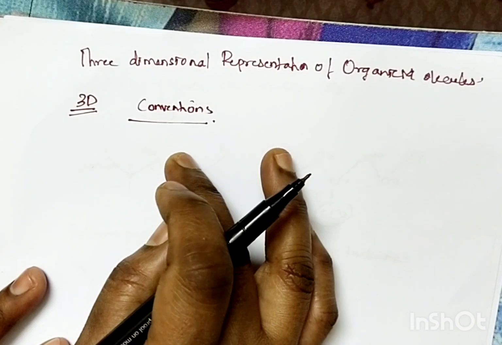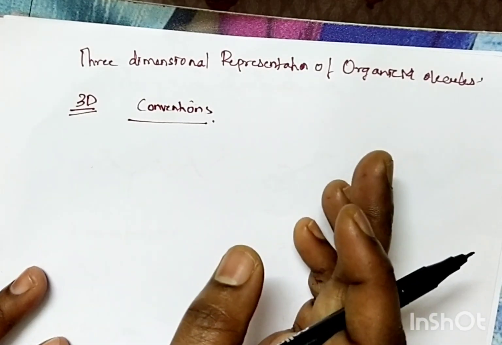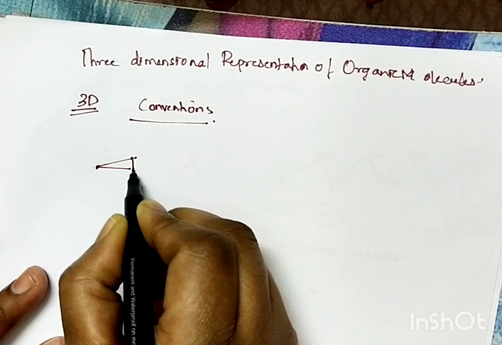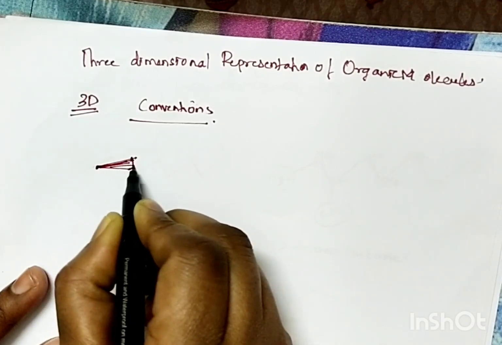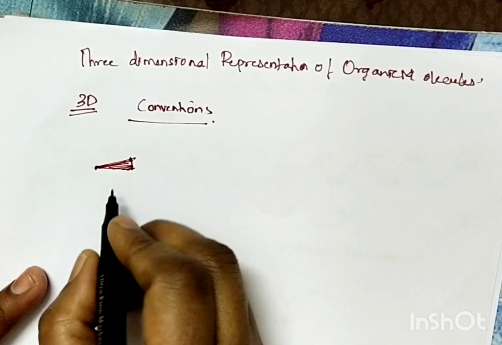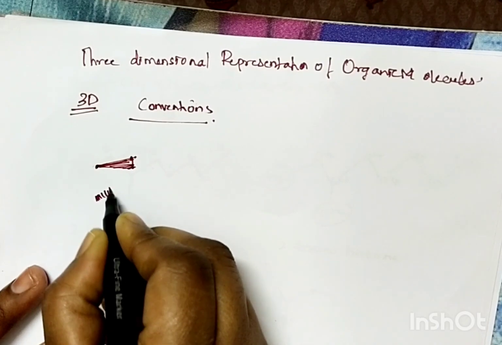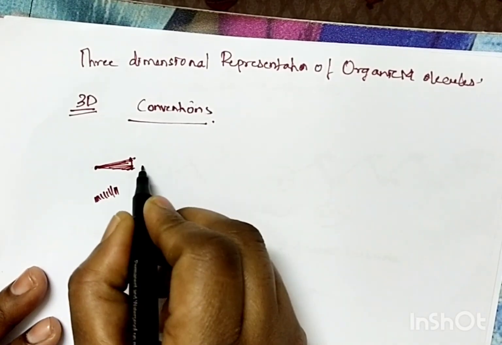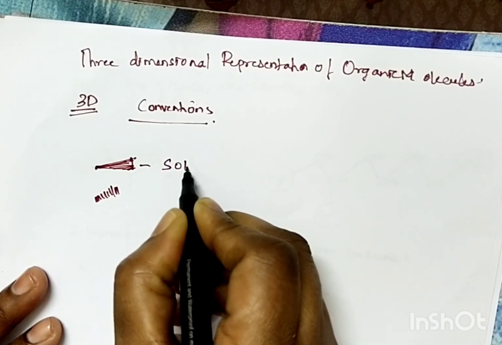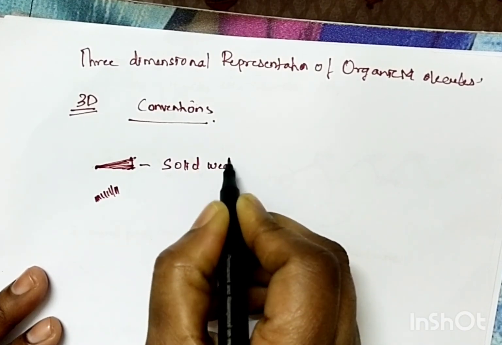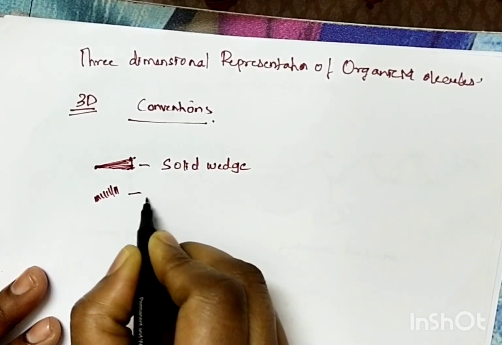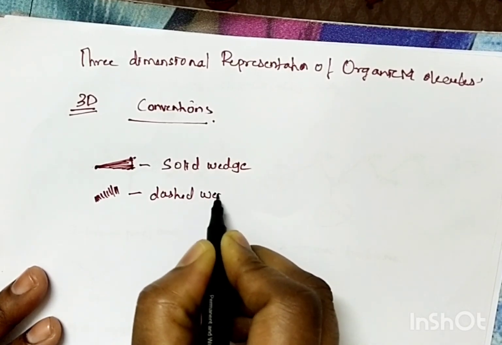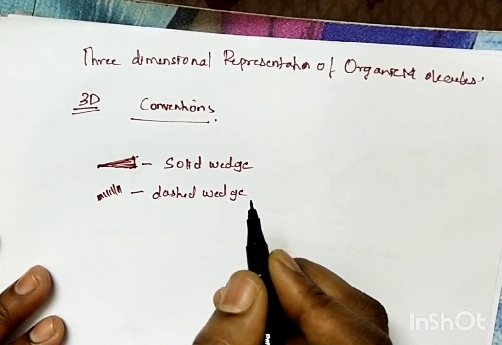So in this 3D representation there is a solid wedge representation of the bond lines. There is a dashed wedge representation of the bond lines. So this is the solid wedge representation. This is the dashed wedge. What do they mean? I'll tell you.